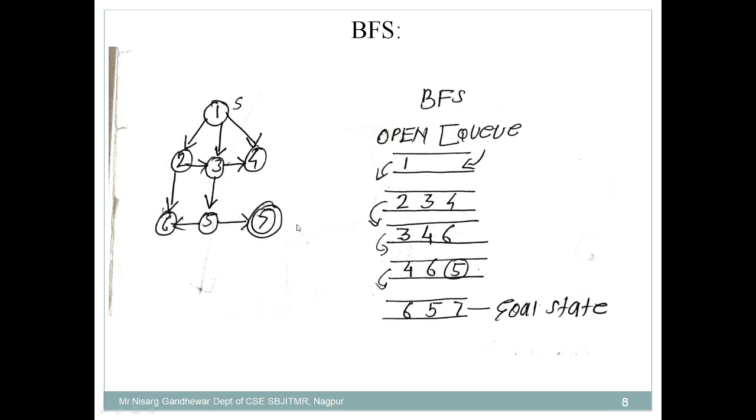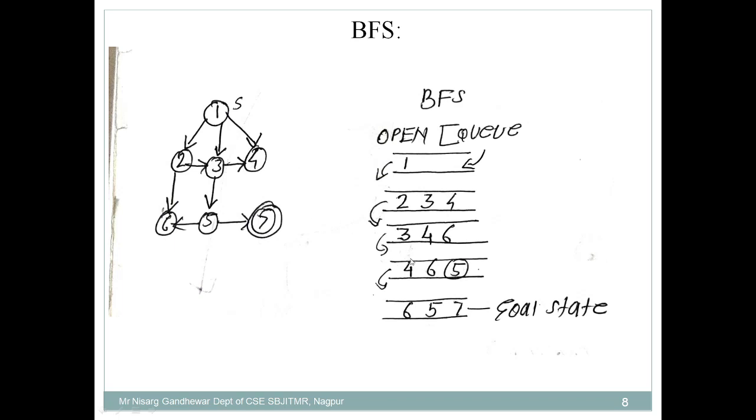After this, what is the next element that we have to consider? 3. Okay, then we have to consider 3. Again we have to check whether it's a goal state. No, it's not a goal state. So we need to consider its successors. One successor, 4, is already present, so we need to insert 5 into our queue. So we have inserted 5.